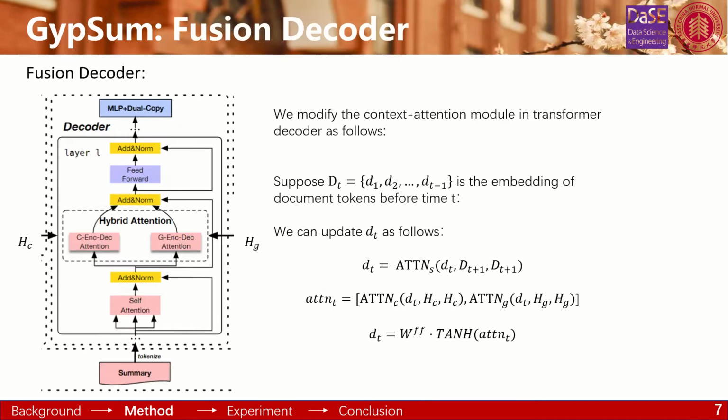For the decoder part, we modified the structure of context attention so that it can handle the input from multiple encoders. As we can see in the formula, attention S is a self-attention module, and attention C and attention G are context attention modules handling the output of the C encoder and G encoder respectively. We combine them after the context attention and change it back to the original dimension through the linear layer.